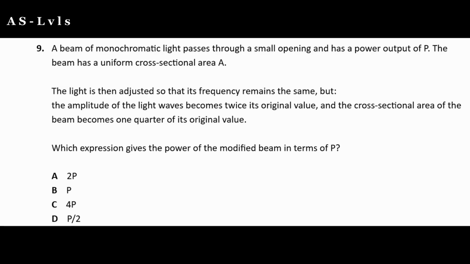Question 9. A beam of monochromatic light passes through a small opening and has a power output of P. The beam has a uniform cross-sectional area A. The light is then adjusted so that its frequency remains the same, but the amplitude of the light waves becomes twice its original value, and the cross-sectional area of the beam becomes 1/4 of its original value. Which expression gives the power of the modified beam in terms of P?